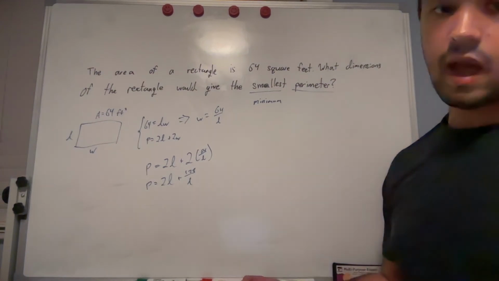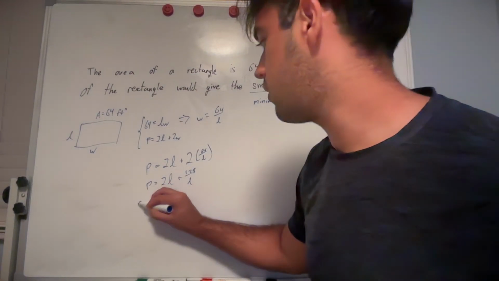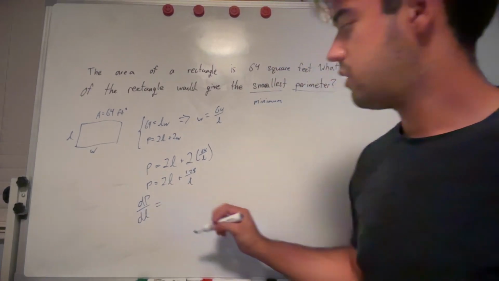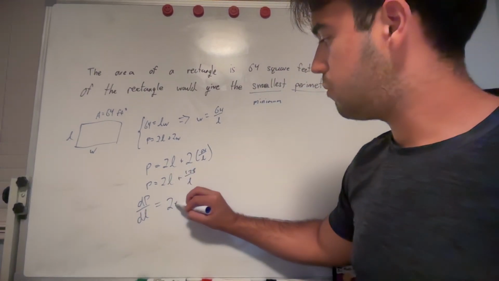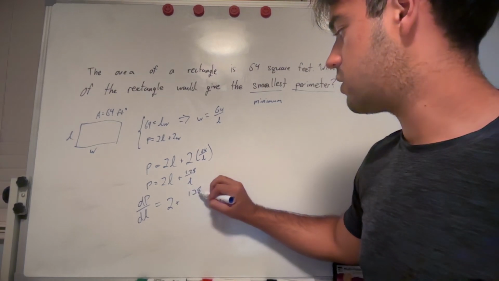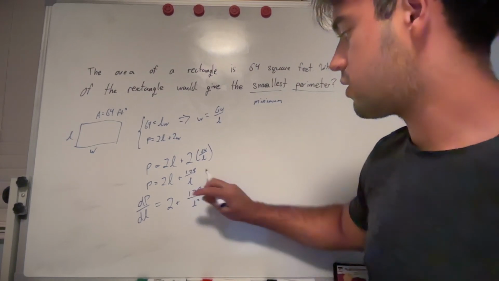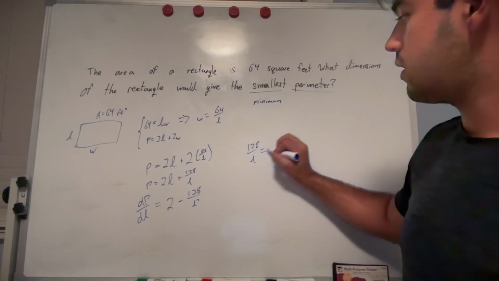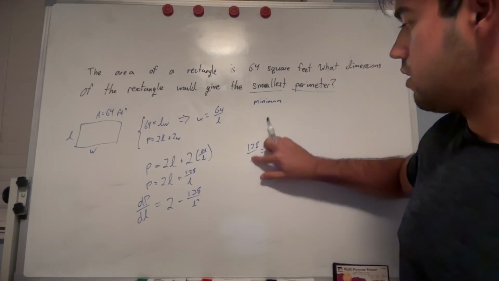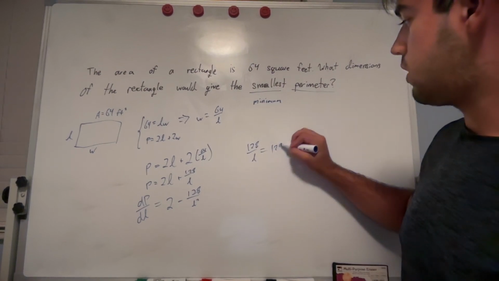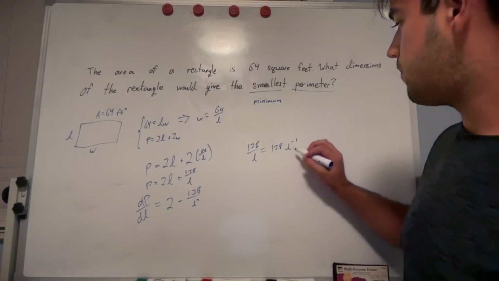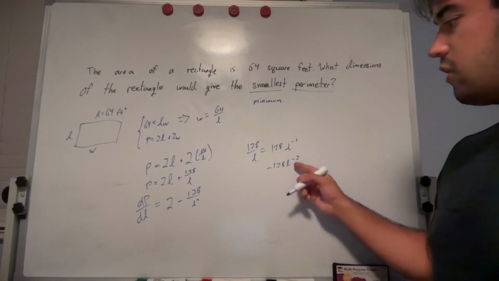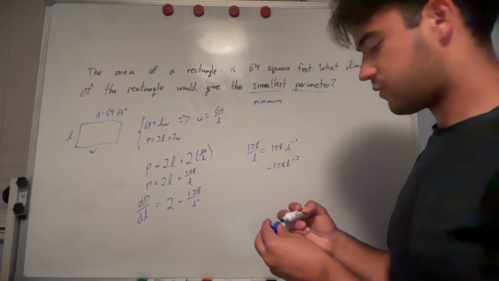And now what I'm going to do is take the derivative of the perimeter with respect to the length. Right? And we're just going to end up with 2 minus 128 over L squared. This is because if you take the derivative of 128 over L, really this is the same thing as 128 times L to the negative 1. You do the power rule and you end up with this value, which translates here.